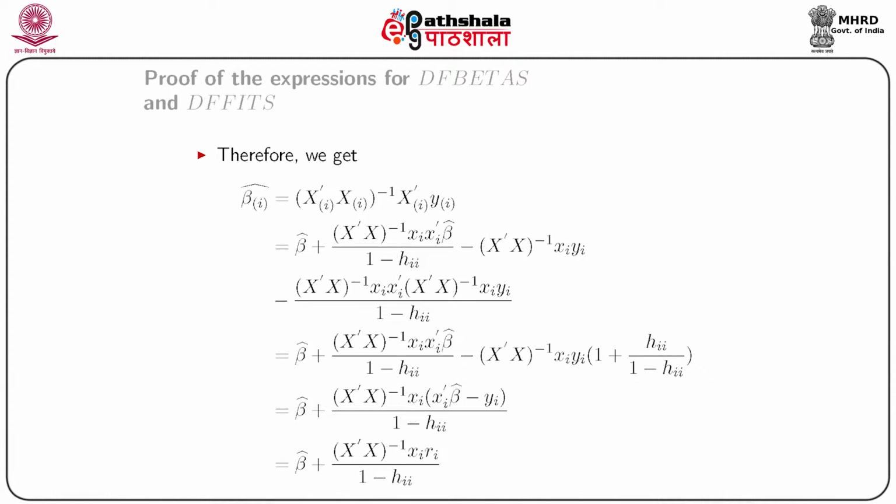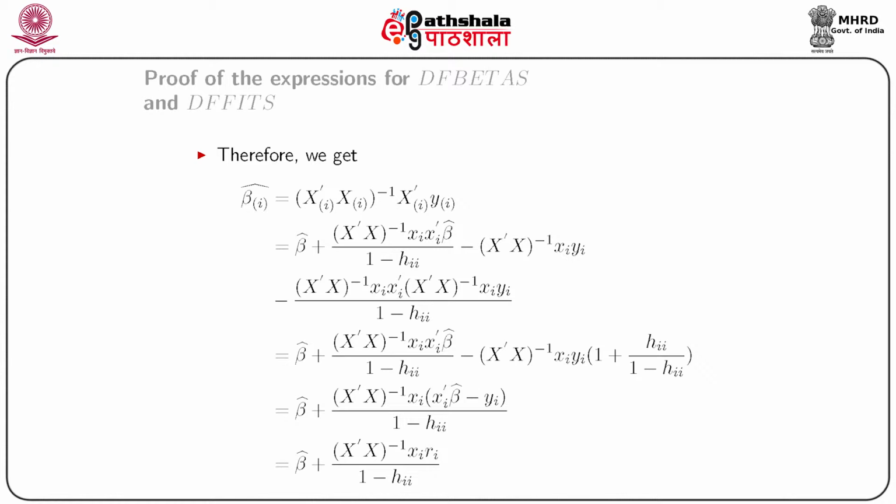plus (X prime X) inverse x_i prime beta hat divided by 1 minus h_ii minus (X prime X) inverse x_i y_i minus (X prime X) inverse x_i prime (X prime X) inverse x_i y_i over 1 minus h_ii, which equals beta hat plus (X prime X) inverse x_i prime beta hat divided by 1 minus h_ii minus (X prime X) inverse x_i y_i times 1 plus h_ii divided by 1 minus h_ii, because we can write x_i prime (X prime X) inverse x_i as h_ii.